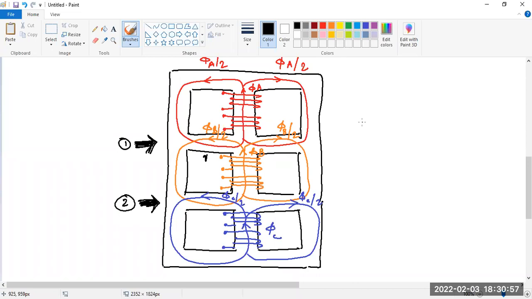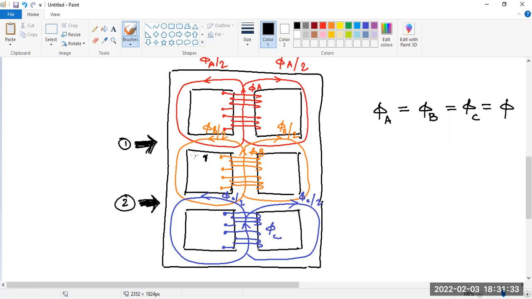One is phi a by 2, and phi b by 2. So if I take phi b by 2 as positive, first we have to assume that all the fluxes have the same values, if they are excited by a balanced supply. So we can assume that their flux contributions are the same. This is a valid assumption. Okay, that is the first thing.